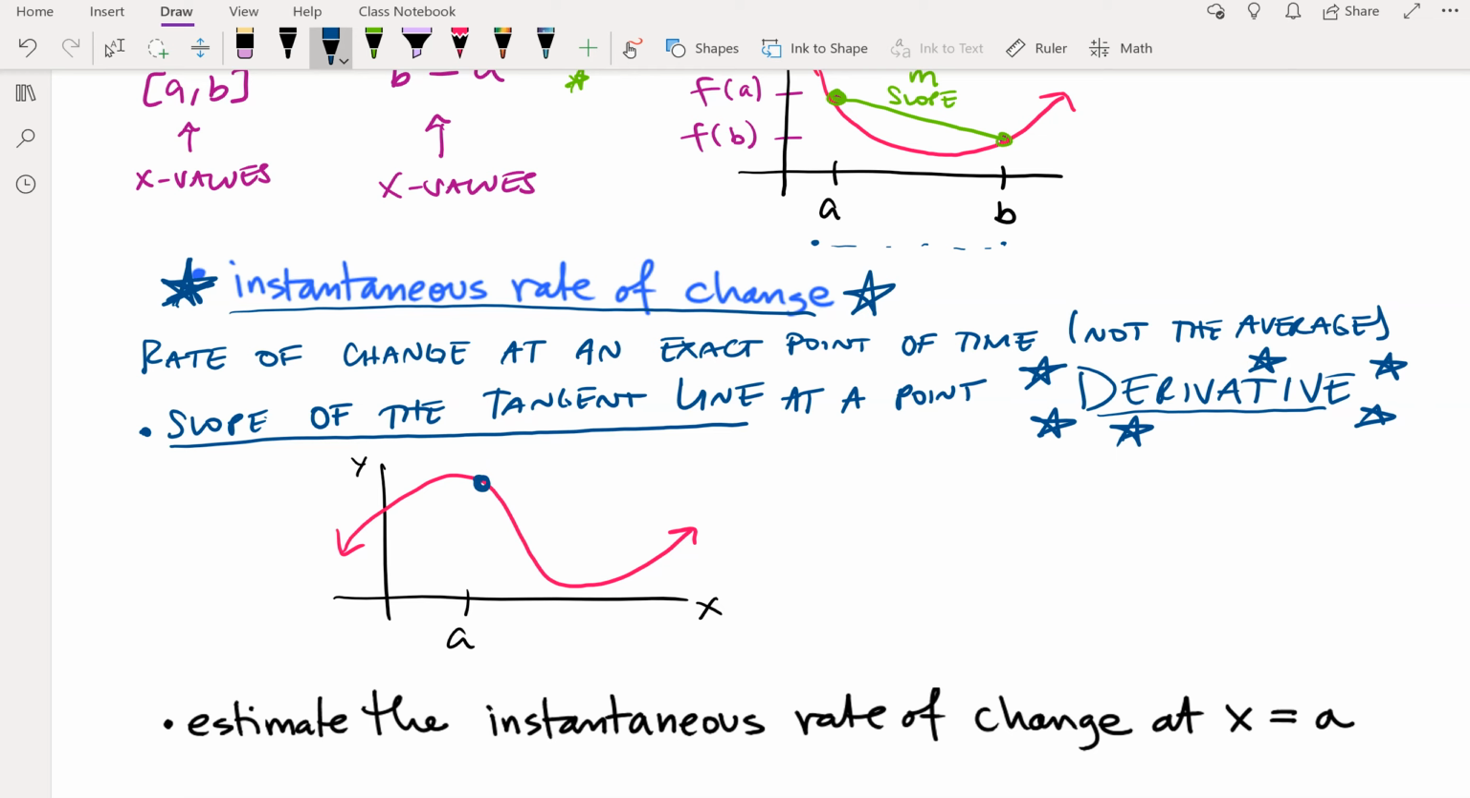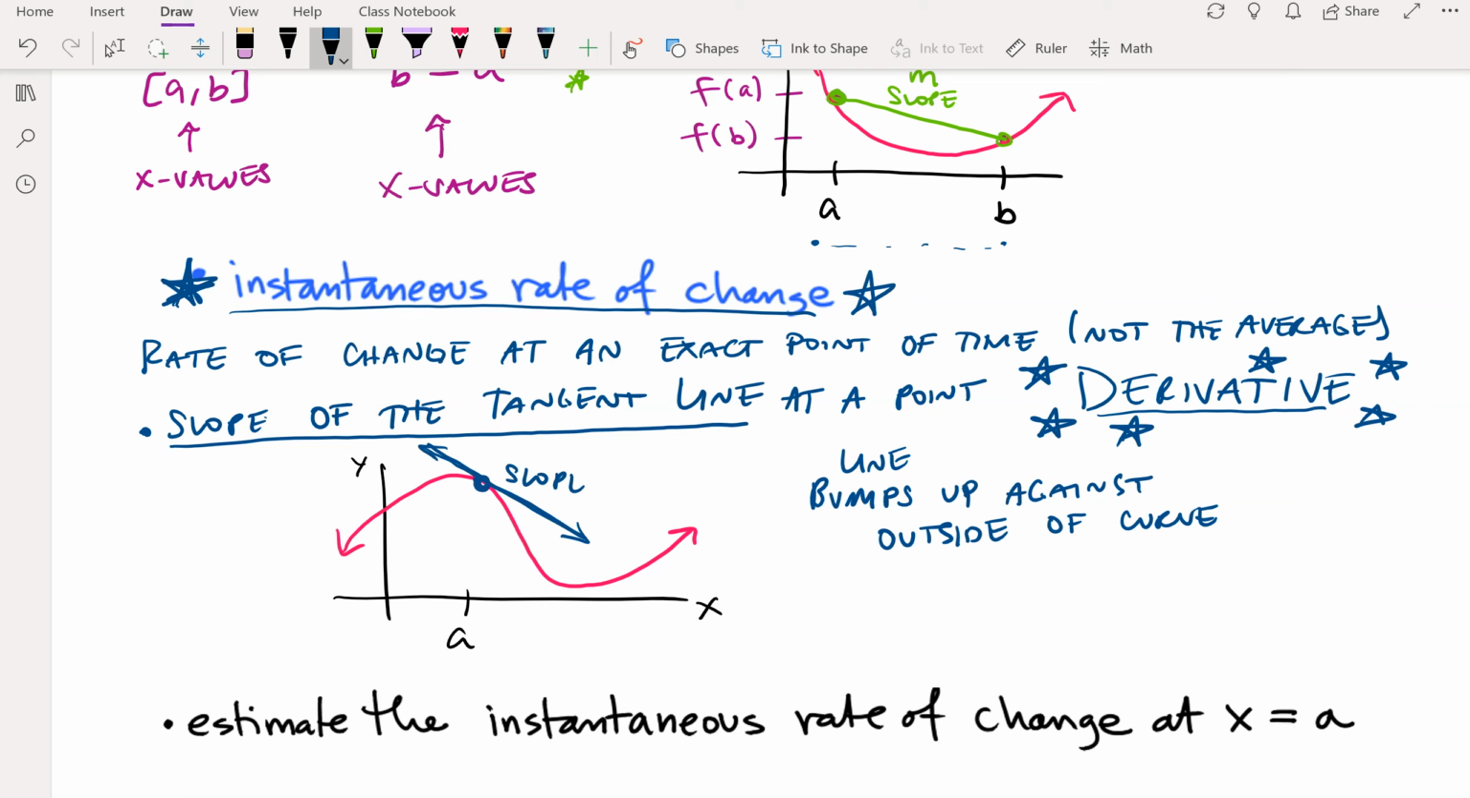The slope of the tangent slopes bump up against the curve. So if you want, you can write this down. The line bumps up against the outside of the curve, or the outside of the graph. So I'm going to draw that tangent line bumping up against the outside of the graph, outside, boom. That's our tangent line. And then again, the instantaneous rate of change would be this slope, the slope of that line. That would be the derivative, the slope of the line at an exact point.